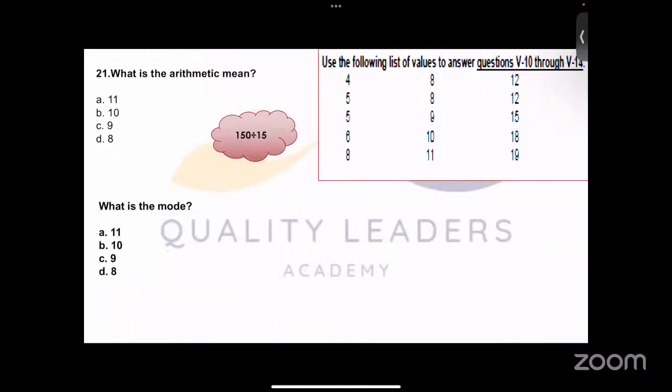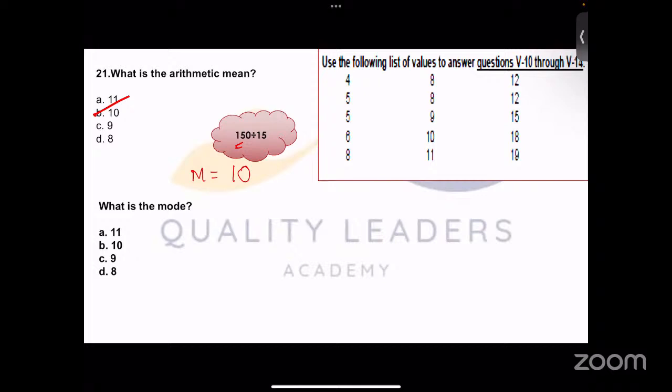Okay, number 21. What is the arithmetic mean? A, 11, B, 10, C, 9, D, 8. Okay, so how do we calculate the mean? It is the sum of values divided by the total count. So let's add all of these numbers. This will give us 150 divided by 15. So this gives us the mean answer of 10. So letter B is the correct answer.